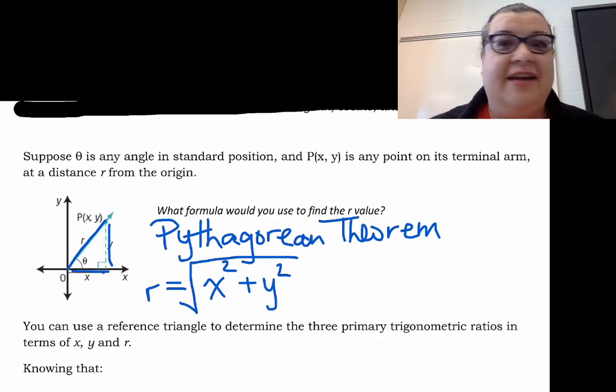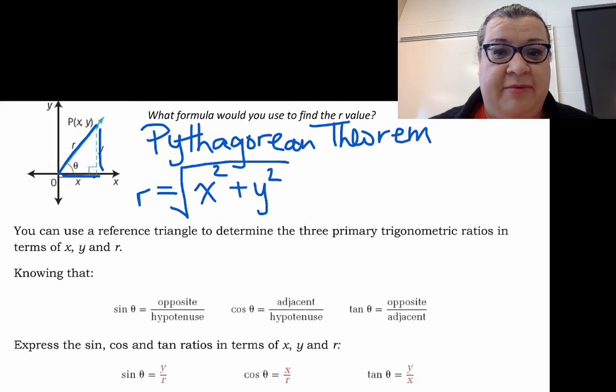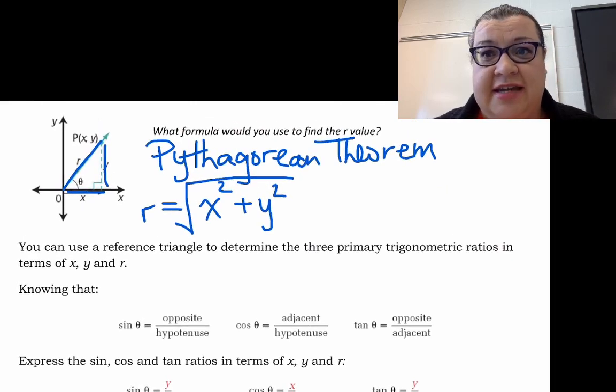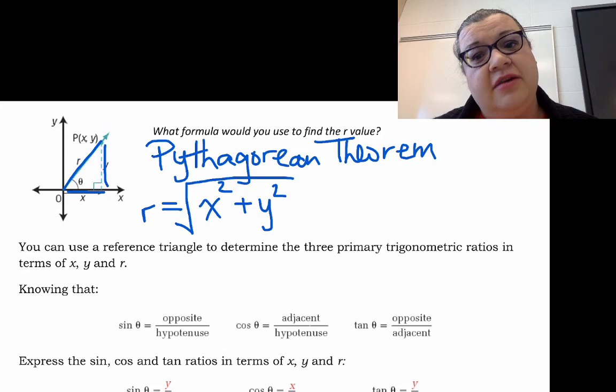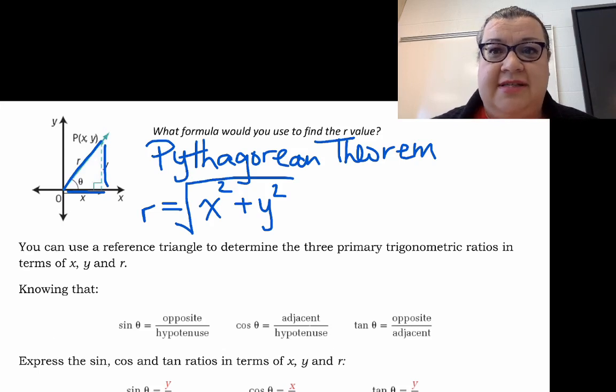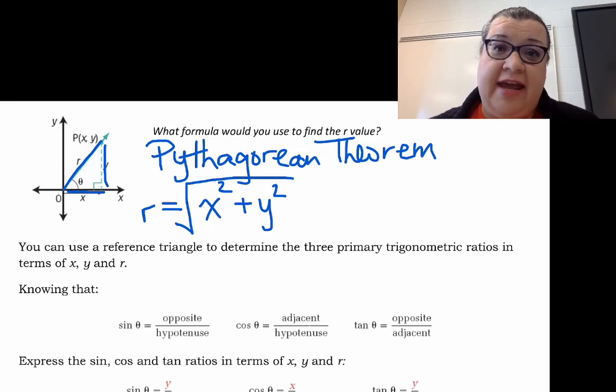So let's move on then and combine that with the trig ratios that we know. Last week, you reviewed the three primary trig ratios of sine, cosine, and tangent. And you remembered that sine is the opposite side divided by the hypotenuse. Cosine is the adjacent side divided by the hypotenuse, and tangent is the opposite side divided by the adjacent side. So we're going to combine those ideas of basic trig with what we've just established now for a point on a terminal arm of an angle.